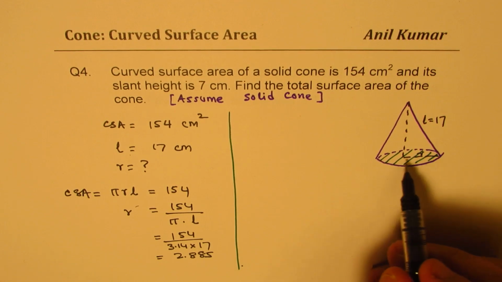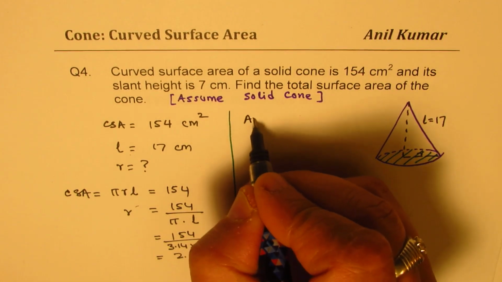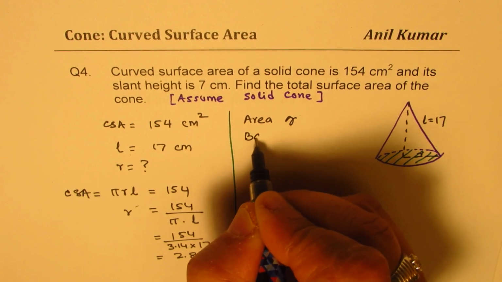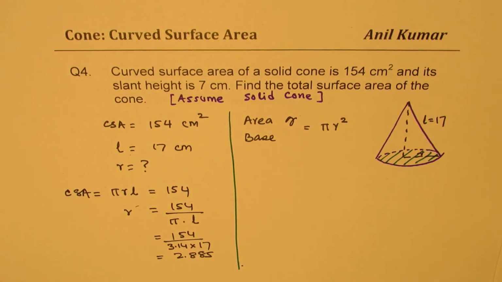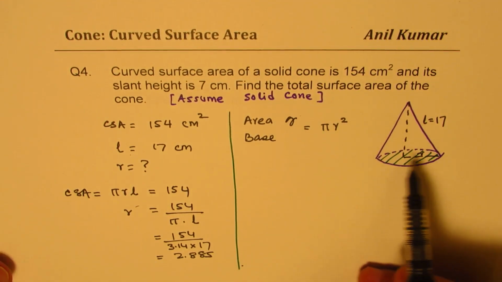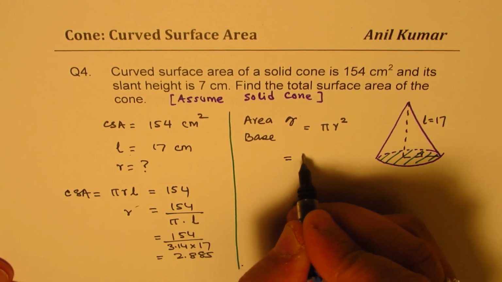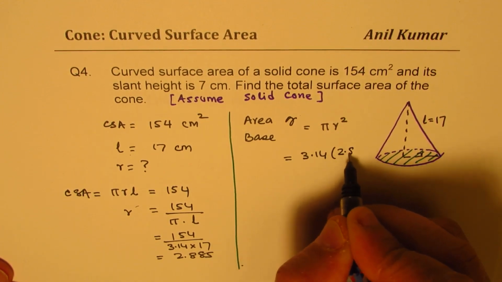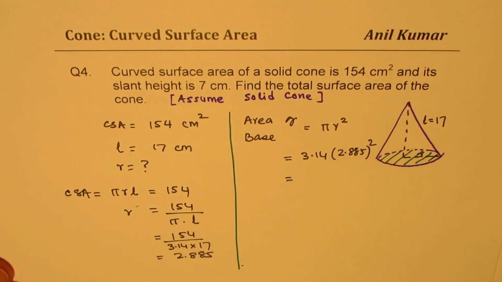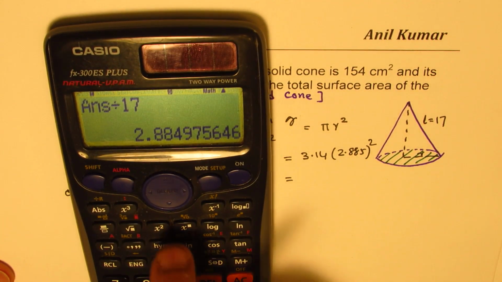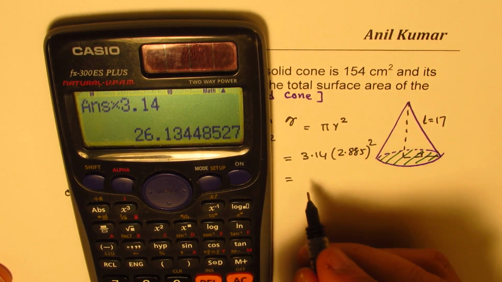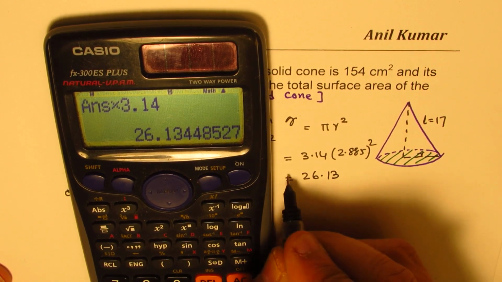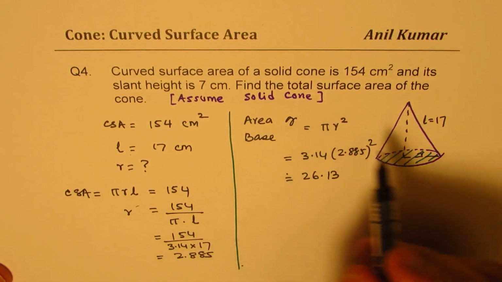Now we get the radius. Since we have the radius, we have the area of the base, which is equal to pi r square, right? Now we want the total surface area, meaning also of the base, correct? So that will be 3.14 times 2.885 whole square. I already have this value in the calculator. I'll just square this and multiply by 3.14. So I get 26.13. We'll approximate to 26, correct? So we got the base area.